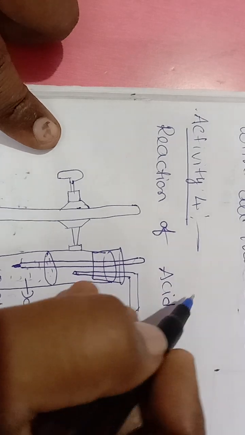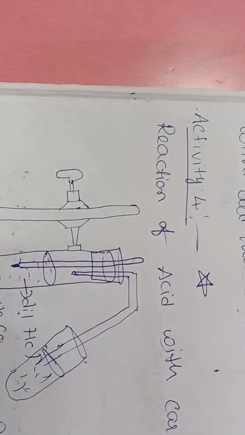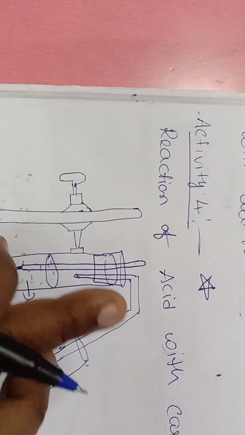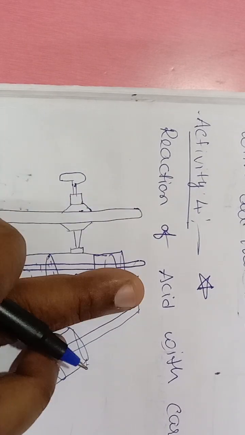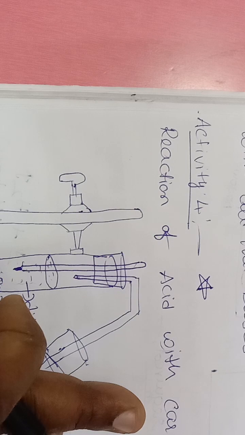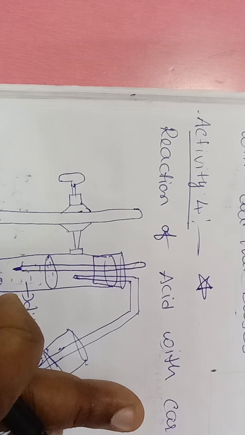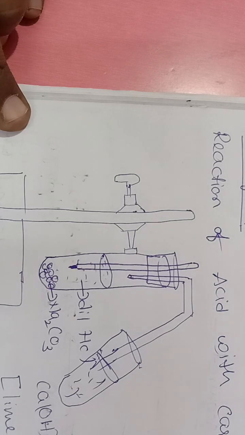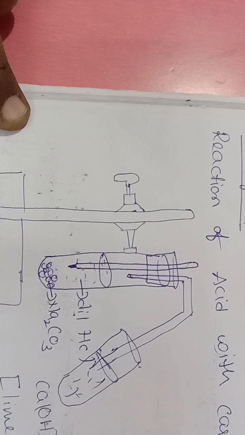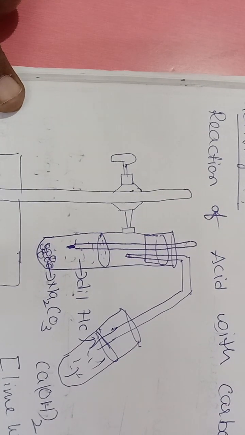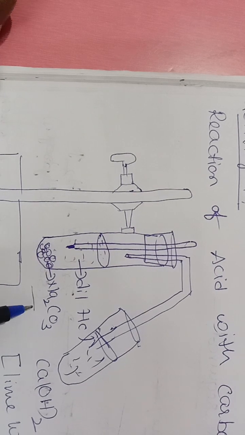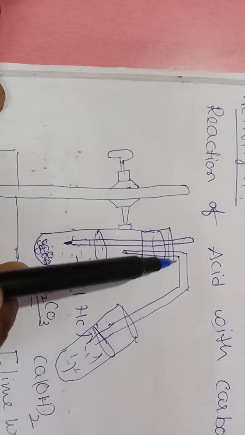Next, activity 4, very important. Generally, we will get this reaction of acid with carbonates or reaction of acid with metal, activity 2 or activity 4. Compulsorily one question will be there in the final SSC board exam. See here, take the test tube, add sodium carbonate. So what is our aim?